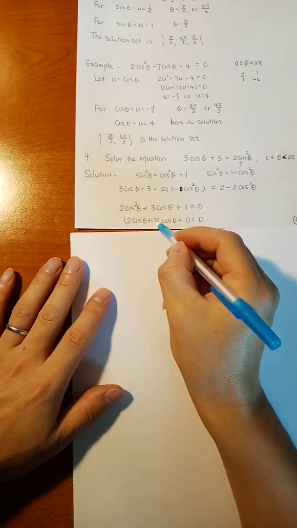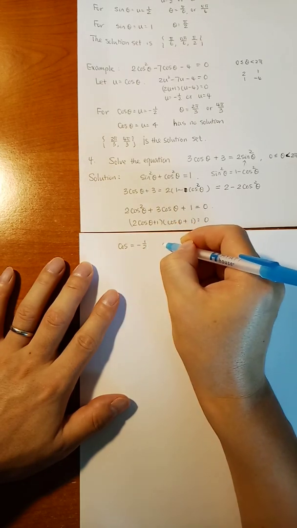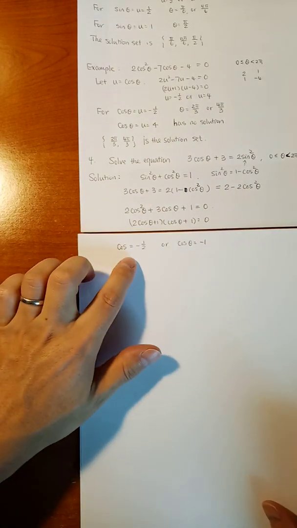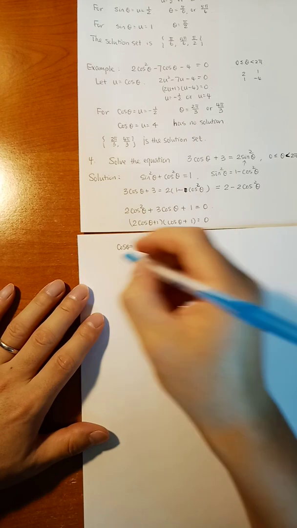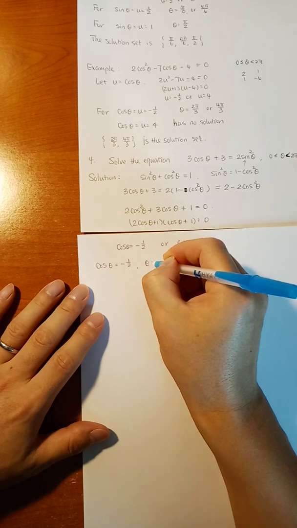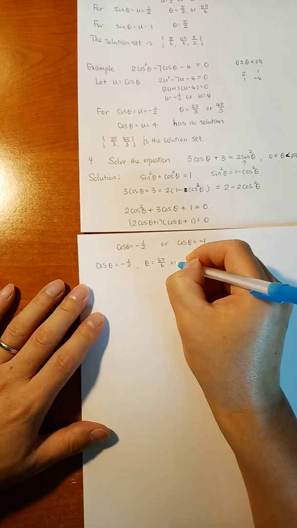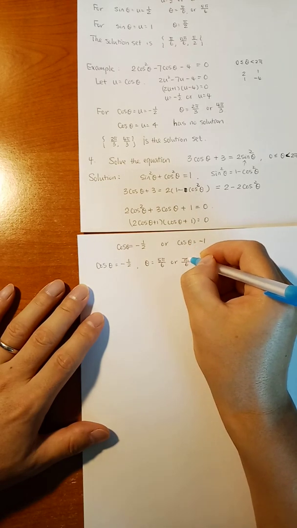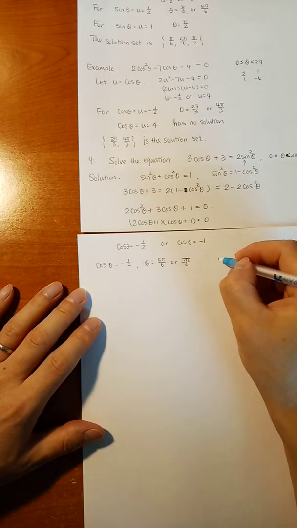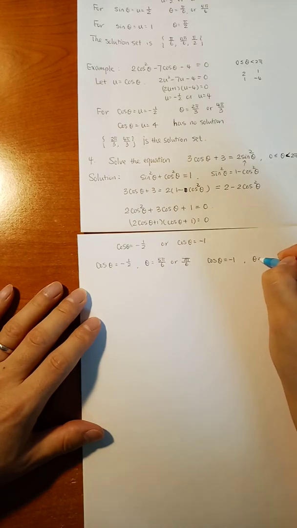Okay, so 2 cosine theta is equal to negative 1, so cosine theta is equal to negative 1/2. Or cosine theta is equal to negative 1. Sorry. Then, okay, cosine theta is equal to negative 1/2. Theta is what? 5 pi over 6 or 7 pi over 6. And cosine theta is equal to negative 1, then theta is equal to pi.